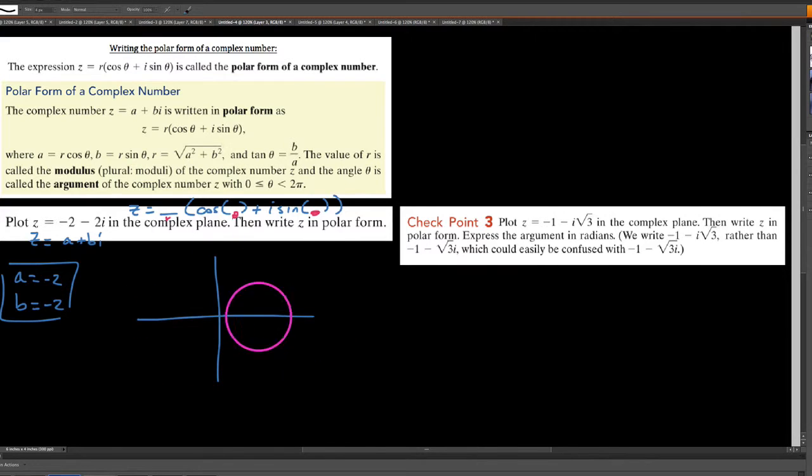As a matter of fact, I always want to sketch a picture here. We'll go left 2 and we'll go down 2. It's pretty easy to see that this number here makes this 45-45 triangle. It's isosceles here. We're going to label these parts. We have -2 and -2.